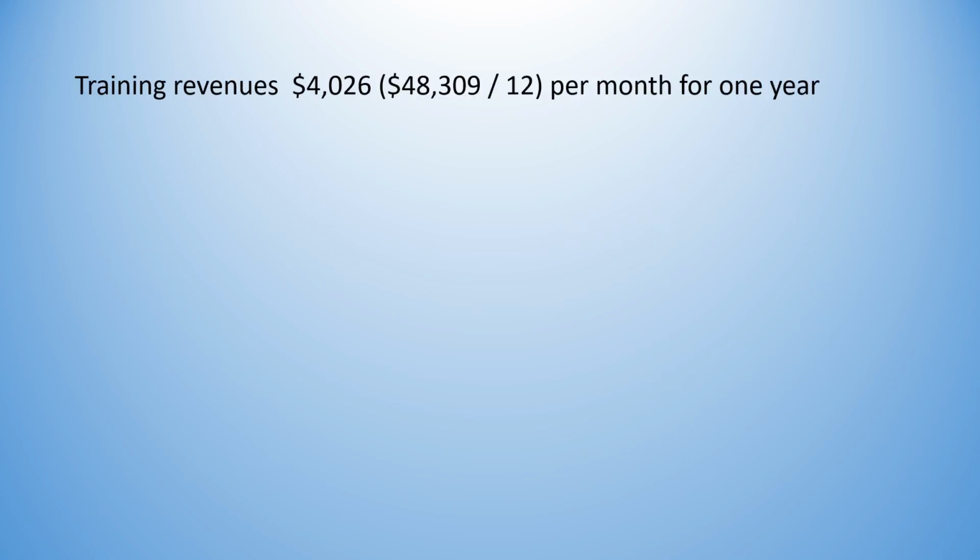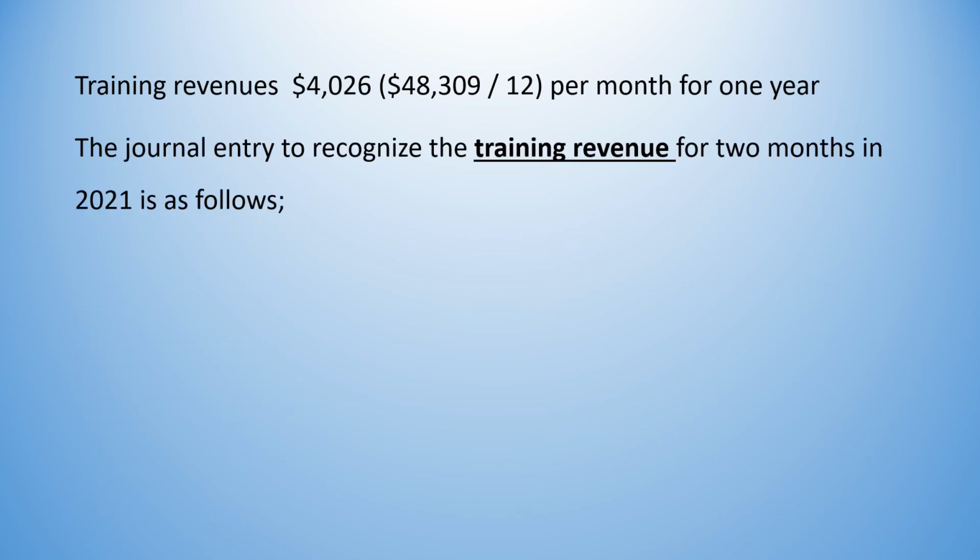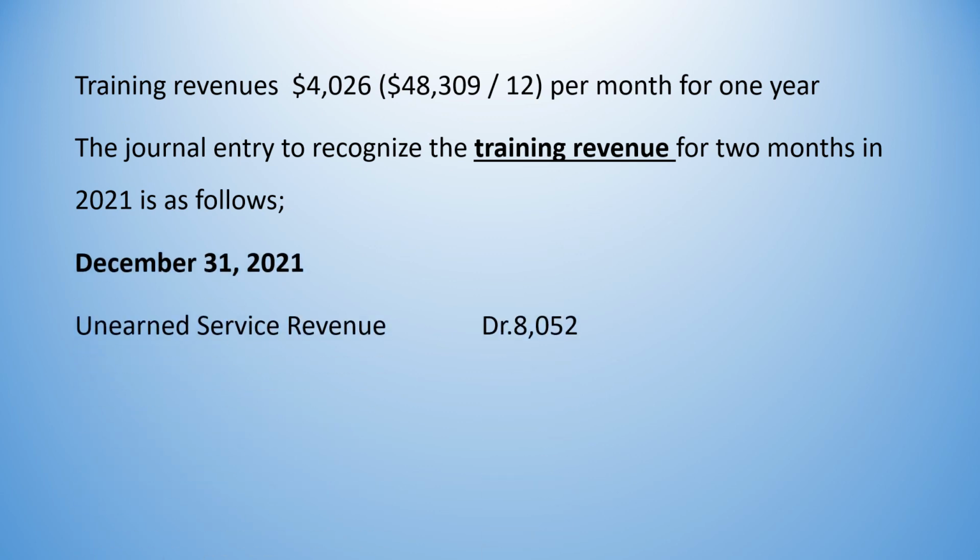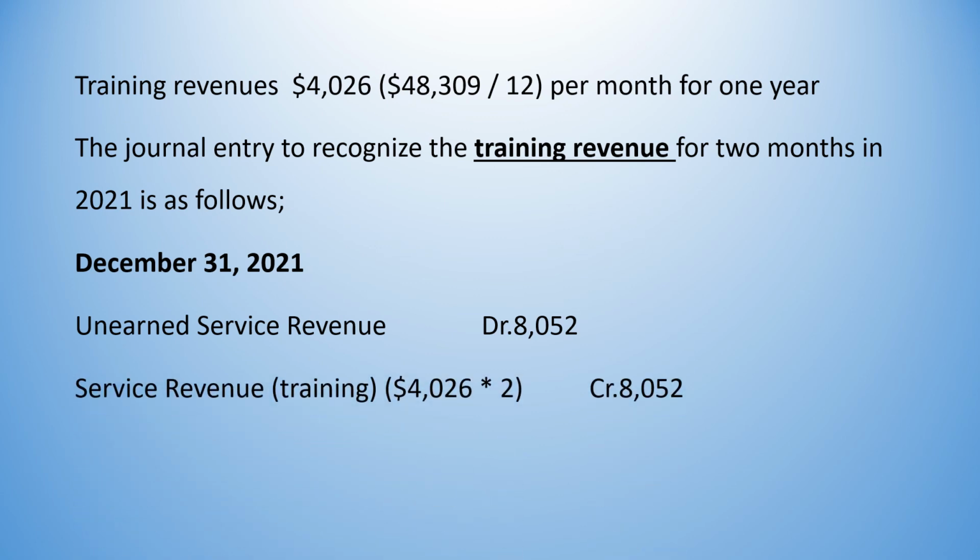Hunter should recognize the training revenue on a straight line basis starting on 1st of November 2021. The training revenue per month for 1 year is $4,026. And the journal entry to recognize the training revenue for 2 months in 2021 is as follows. We have to debit the unearned service revenue by 8,052 and we have to credit the service revenue for training by the same amount.